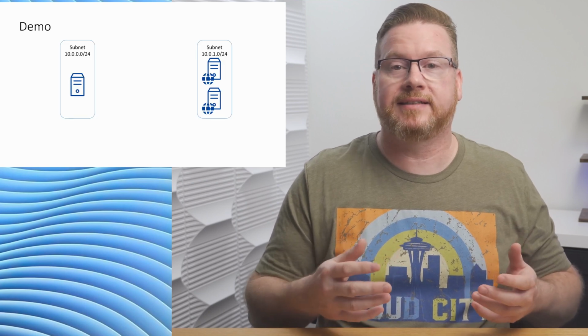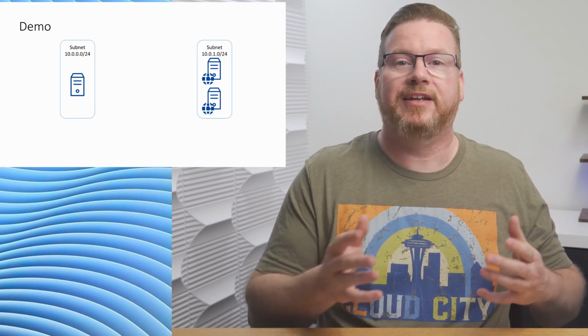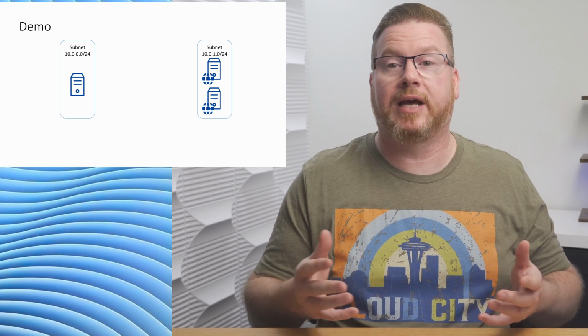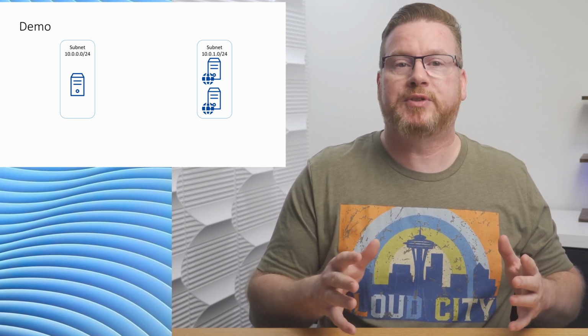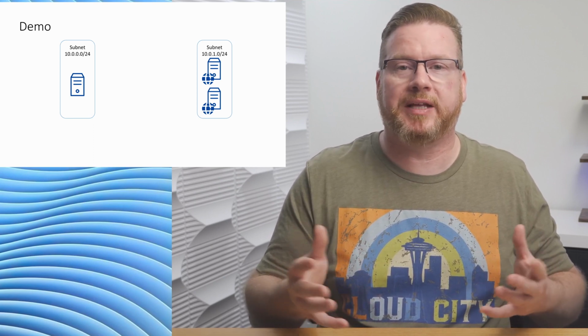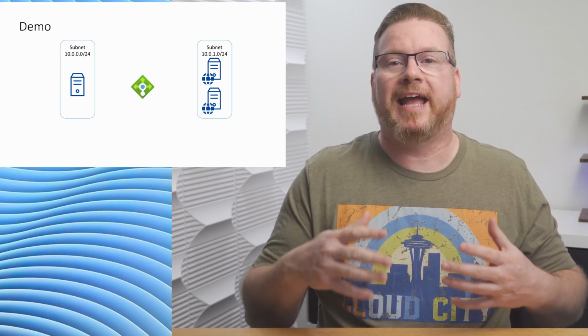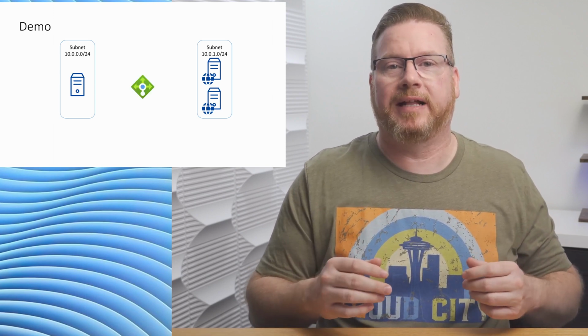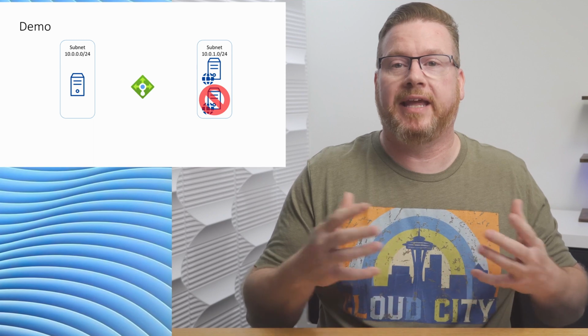I have a simple lab set up with one client on a 10.0.0.0 subnet and two web servers on a 10.0.1.0 subnet. The web servers host a page that simply displays the computer's hostname. We're going to add and configure an internal load balancer and see what happens when we take a computer in the backend pool offline.